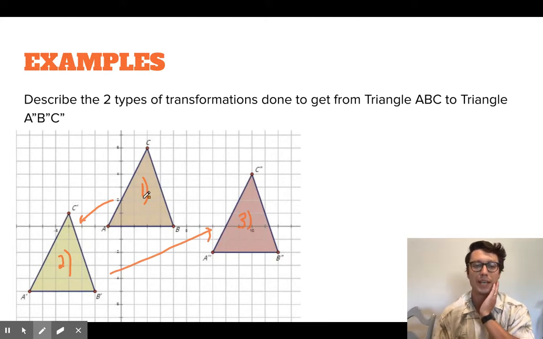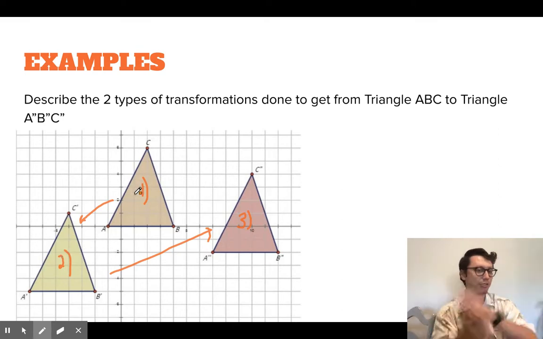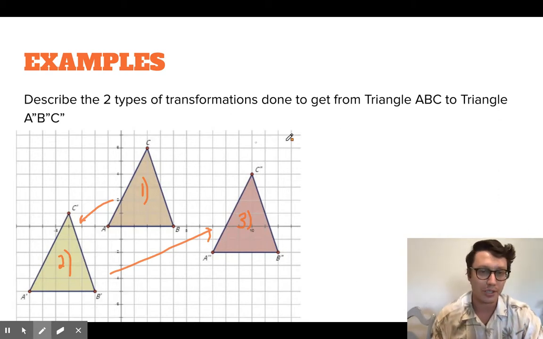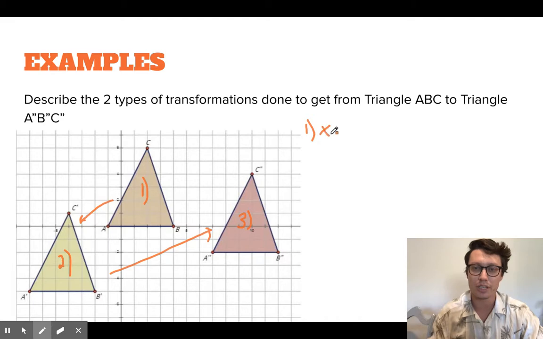Okay, so let's think. How do we get from triangle 1 to triangle 2? It hasn't turned, it hasn't flipped. This is going to be a translation. So rule number 1 is going to be translation, but remember, we have to write a specific rule. So XY changes to, and we have to think, are we going left or right? Are we going up or down? Always count from the same coordinates, from C to C prime.